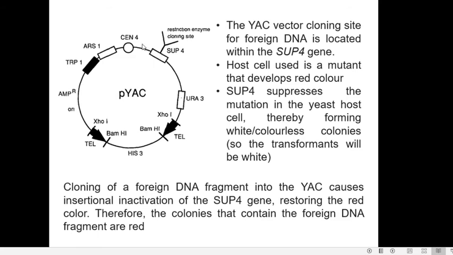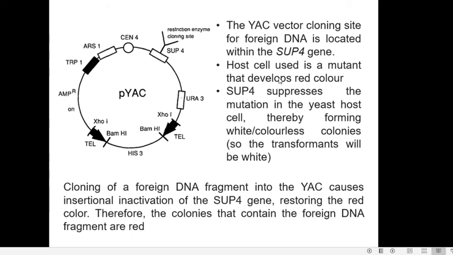That means a non-recombinant cell which contains only YAC without the foreign gene will have an intact SUP4 gene. This SUP4 will go and inhibit red color. So such a cell will appear white. Whereas if there is a foreign gene inserted here, the SUP4 is inactive. So what happens? It cannot inhibit red coloration. So that cell will be red in color.